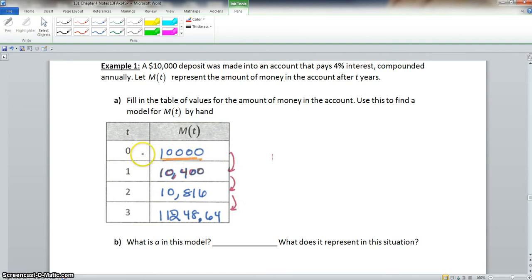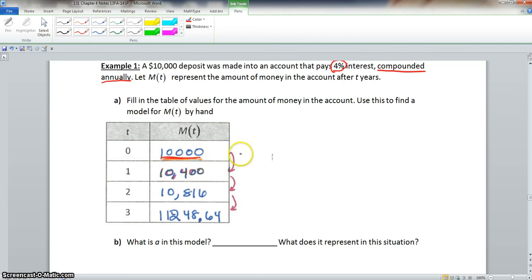Now, when you deposit $10,000, they're not going to give you the interest right then and there, especially since it said it's compounded annually. So after the first year, then you would have $10,400 because remember, your interest is compounded at 4% interest. So if you look here, we had $10,400. Now, if you look, we have our original $10,000, which is here. And after our first year, we add $400 more onto it.